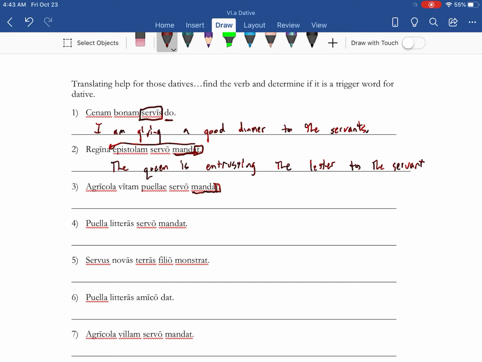Alright, so RT is the farmer. And then Mondo is a trigger word for dative, but we have 2 words that could be dative, servo or puelli. So now we just need to use the context here. So the farmer entrusts the life. And since we have a servo, that's definitely dative right there. We know that puelli makes sense to make it genitive.